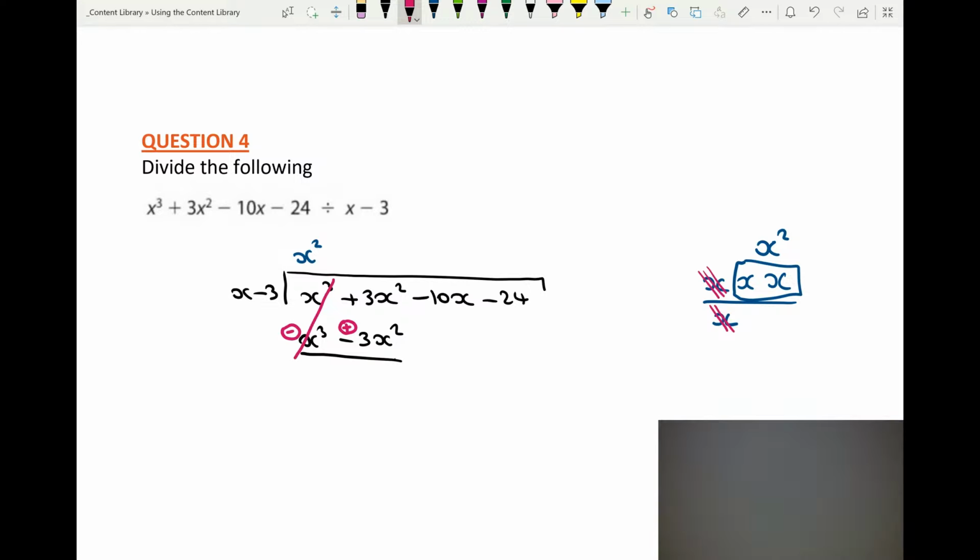They're gone. And I'm now coming to do this sum here. I have a positive 3x squared plus another 3x squared. And when I add them together, you get 6x squared. My next step then involves bringing down the minus 10x.